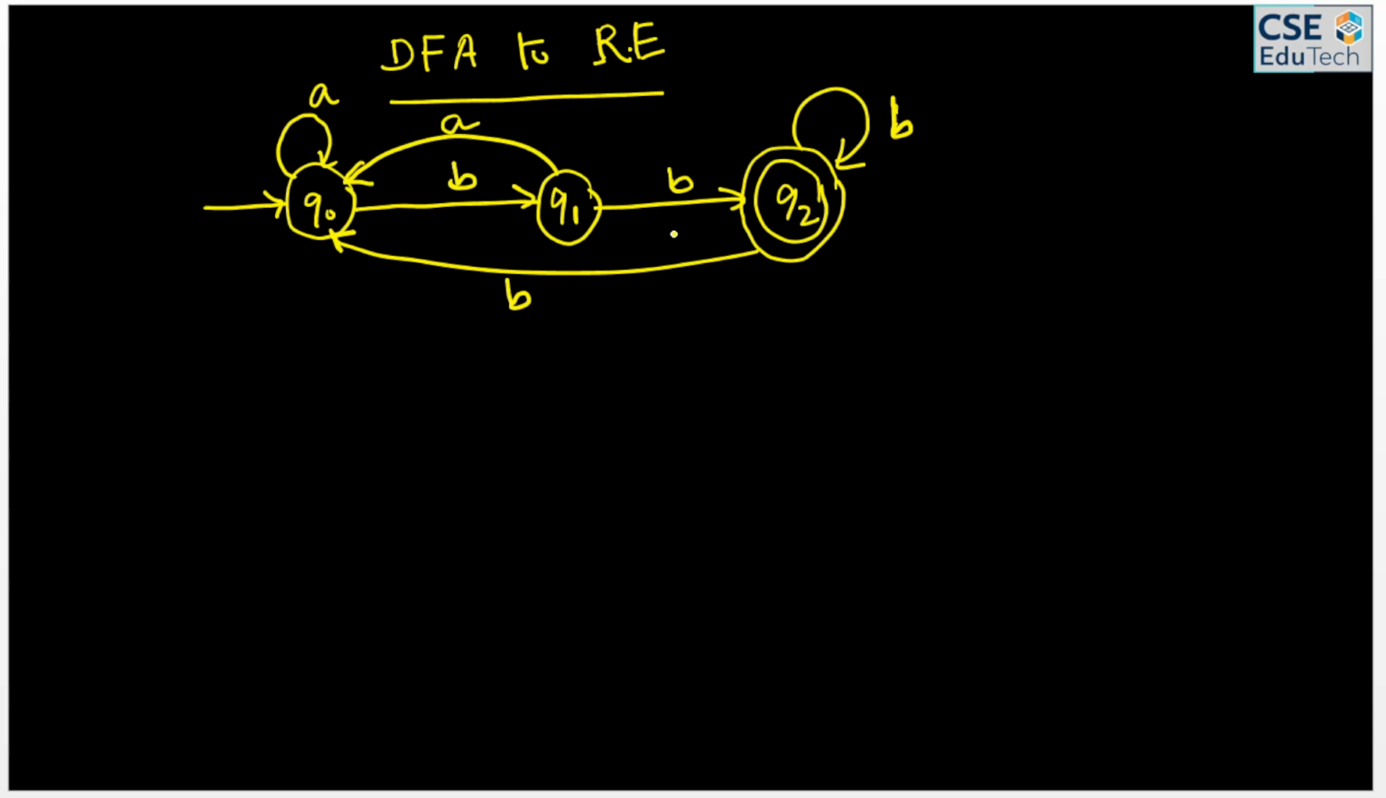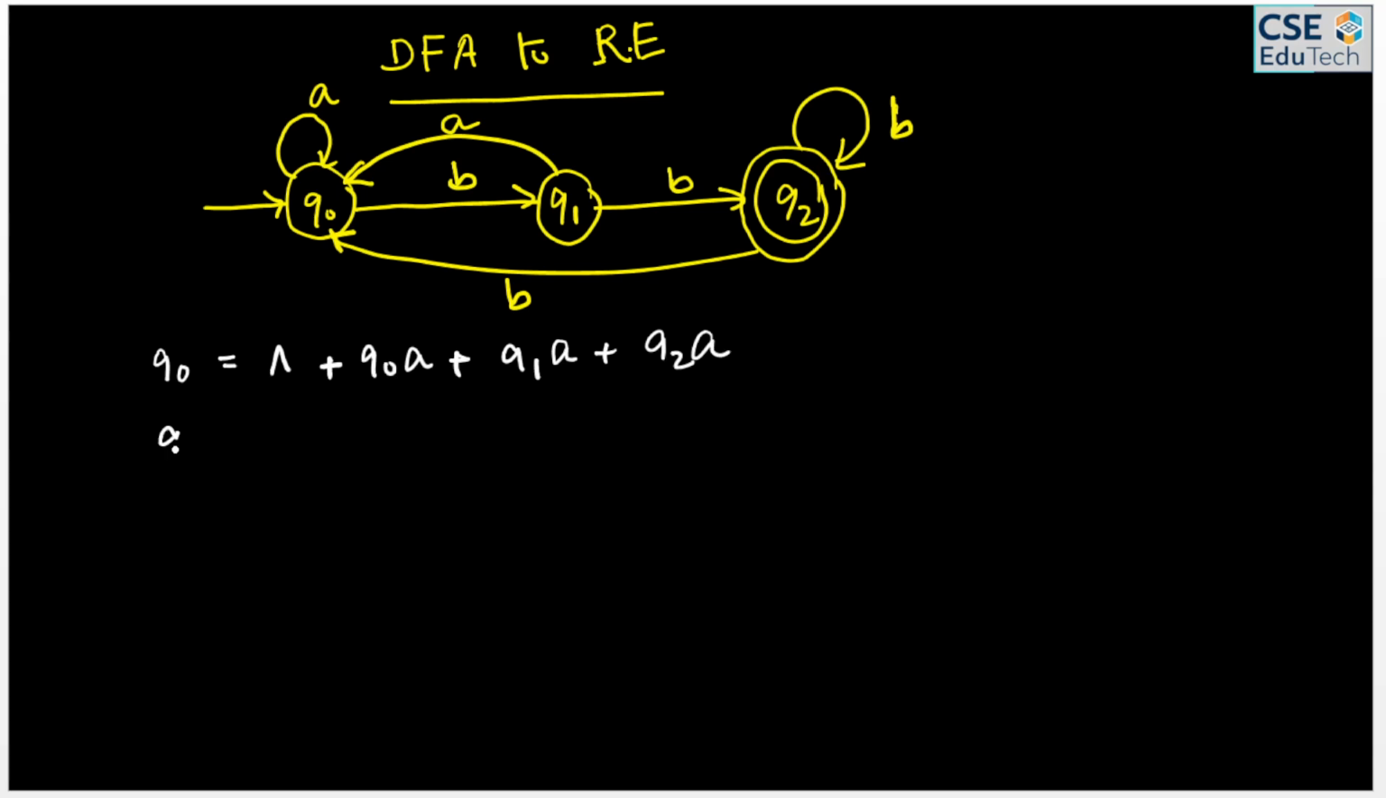There are three states, so three equations will be there, and we have to solve all the equations for Q2 because Q2 is the final state. So what are the equations? The equation for Q naught will be Q naught equals null or Q naught A or Q1 A or Q2 A.